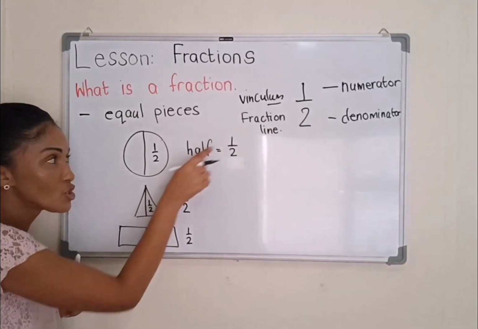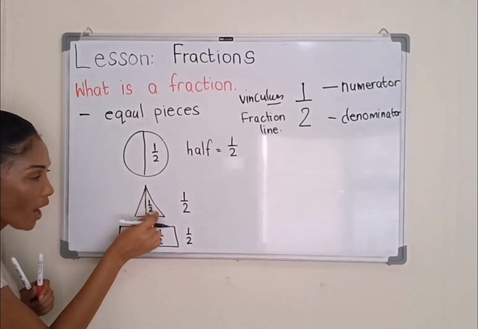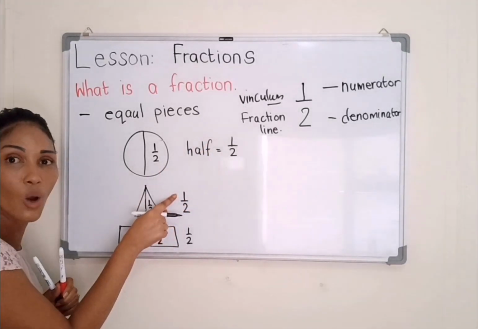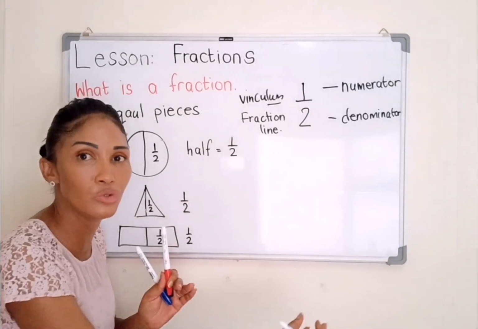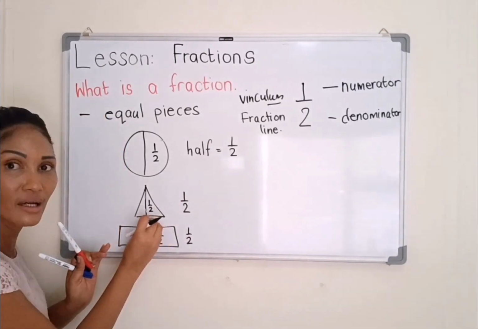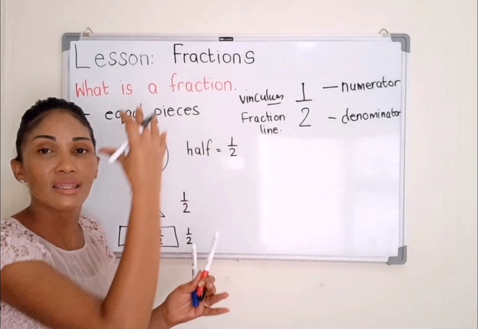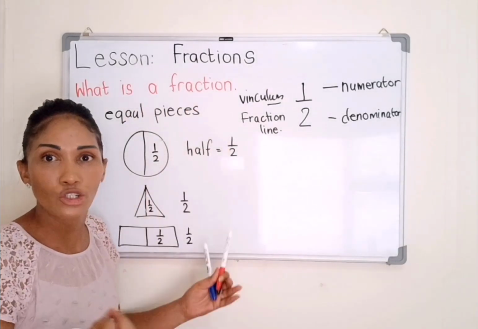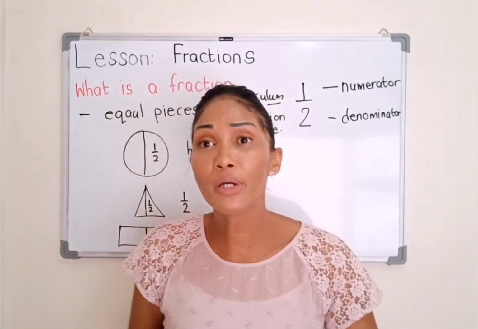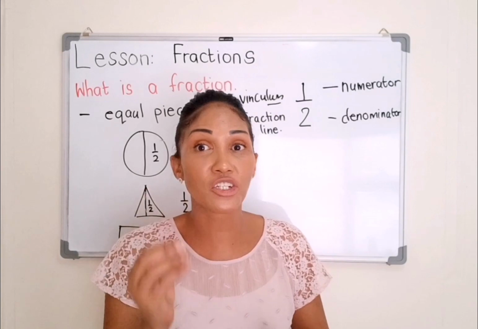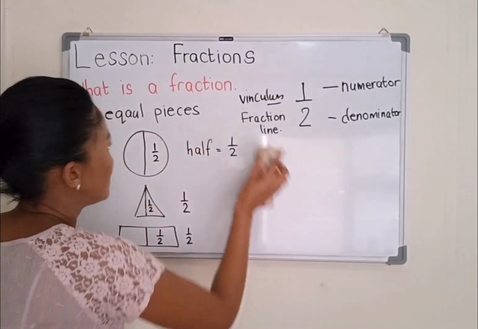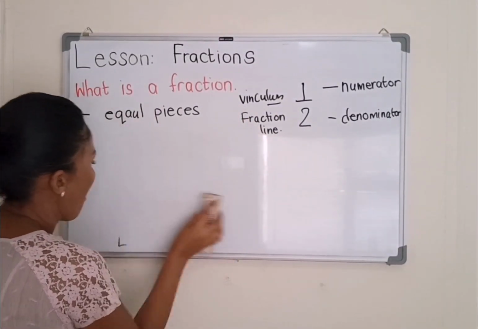Why do I have 1 on top? Because I only took 1 half. So that's why there's 1 on top. So the numerator tells me how many pieces I'm using, and the denominator tells me how many pieces the shape is cut into. Right. So now I'm going to show you more examples of fractions, also the fraction names. So let me just quickly erase this.